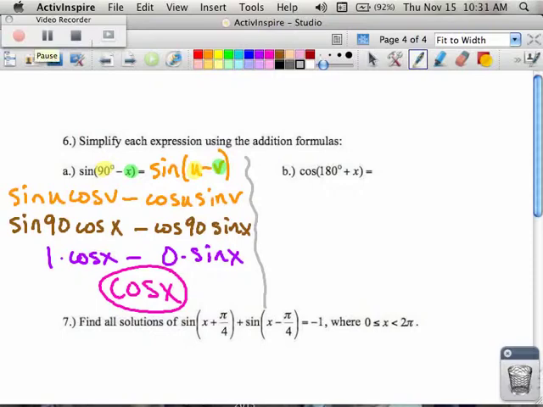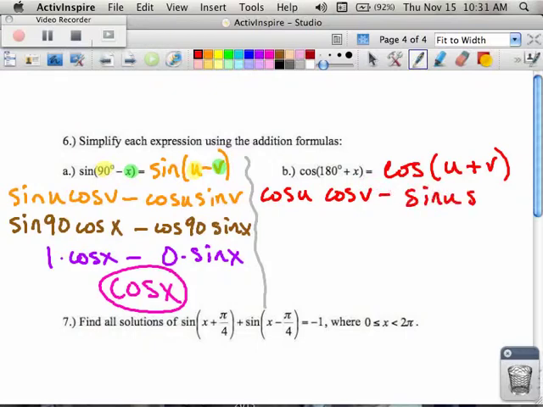In the next one, they talk about the cosine of 2 angles being added together. I see this from my formula sheet as the cosine of u plus v. Off my formula sheet, that means I'm using the cosine of u cosine of v, minus sine u sine v. My first angle, 180, is my u, and my second angle, x, is my v.